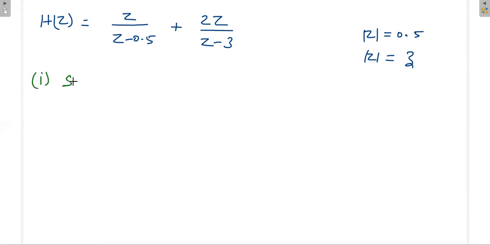Just as we know the condition, stability means it must include only stability. We are worried about only stability. So what does that mean? It must include the unit circle. It must include the unit circle.